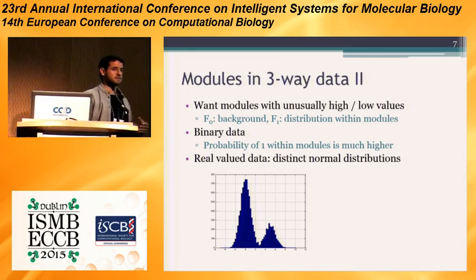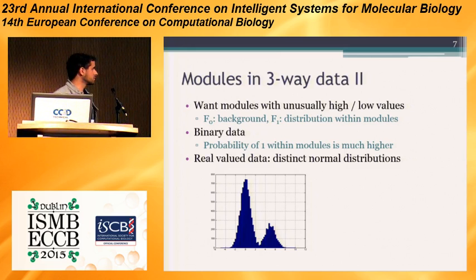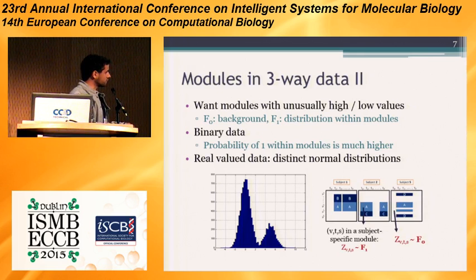Now how do we actually model the data? In this work, we used a relatively simple two-group model. We assume we have some F0 background distribution of the values in the data sets, and we're interested in modules that have extremely high or low values. So assume we now have another distribution F1 of the values within the modules. For example, in binary data, it means that the probability of 1 is expected to be much higher within the module than in the background outside the module. If you think about a normal distribution, F1, for example, could be a distribution with a much higher mean compared to the background.